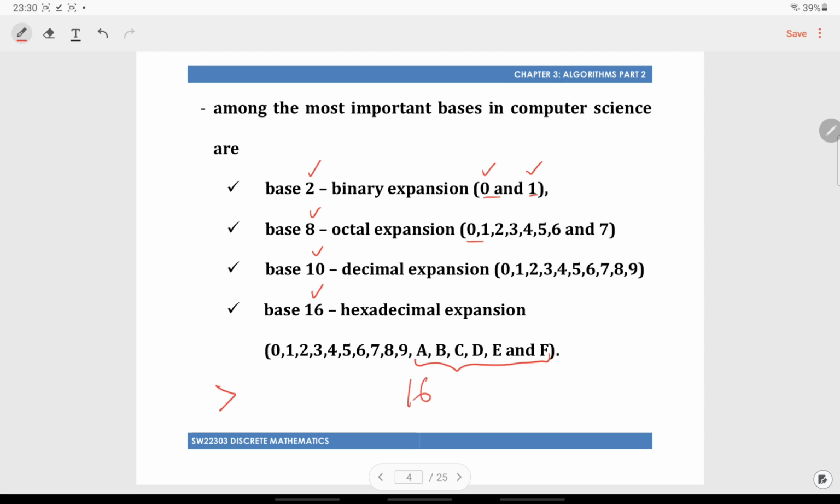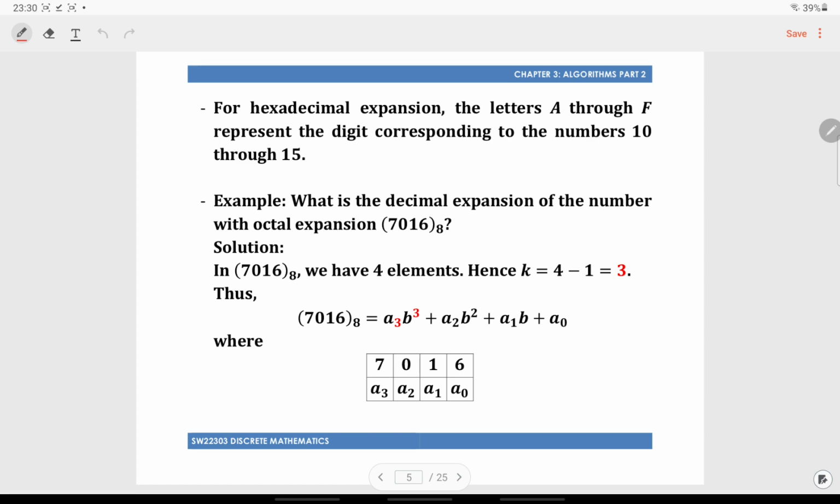Okay, 0 up to 9, combined with letters, so we have A, B, C, D, E and F. So there are 16 elements for the hexadecimal expansion. For hexadecimal expansion, the letters A through F represent the digits corresponding to the numbers 10 up to 15. Okay, so let's see how to do the conversion.